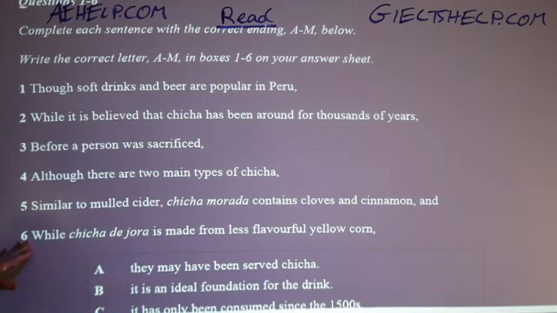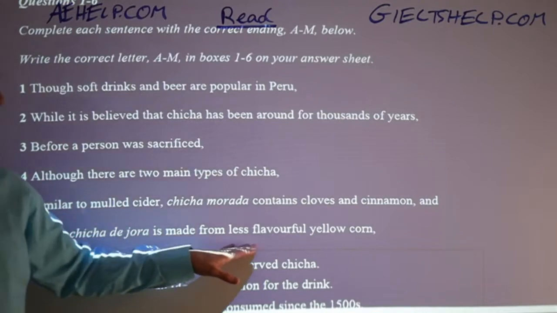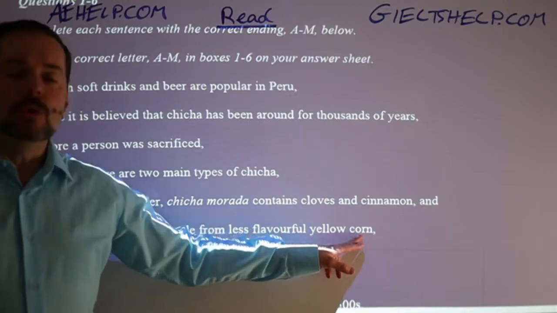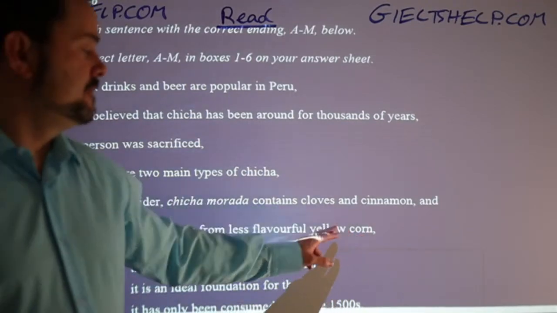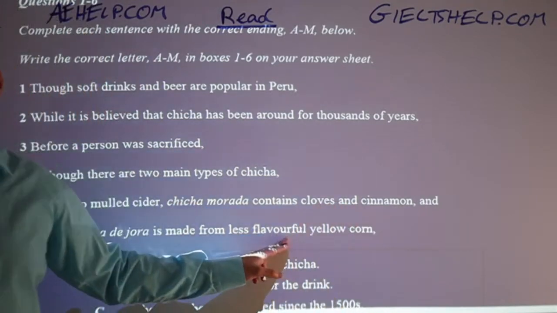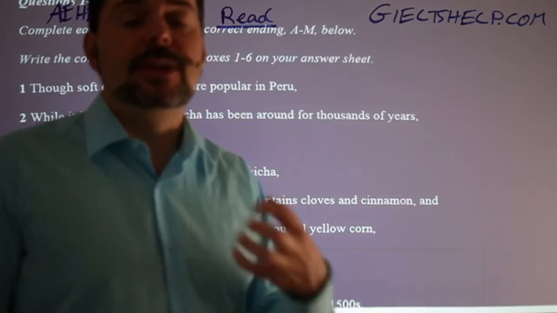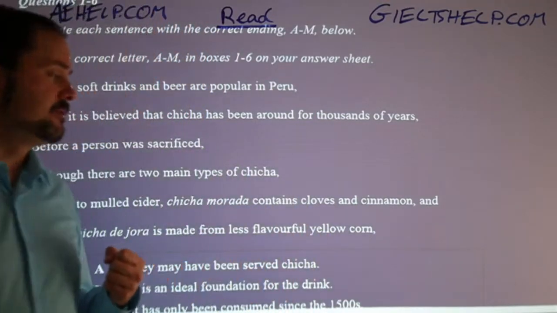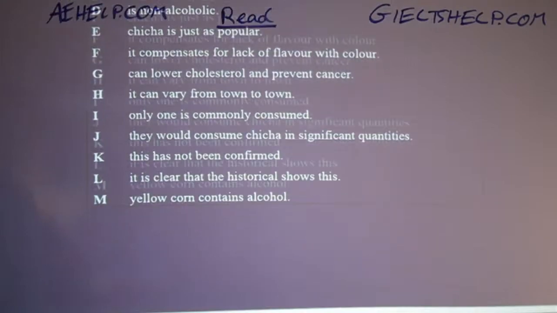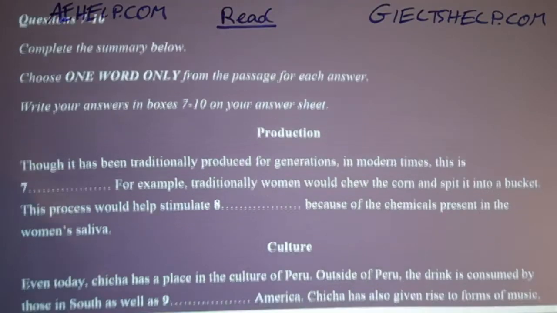Number 6, while chica de jora, sorry, because it's Spanish, of course, while chica de jora is made from less flavorful yellow corn, it's always great to see this kind of information because now we know that our prediction is correct. So this is reassuring. This is like, yes, okay, I'm thinking well here. I thought it was made of corn, and it is made of corn. Okay, and then we skip the choices, so we don't look at those. We just wanted to get an idea.